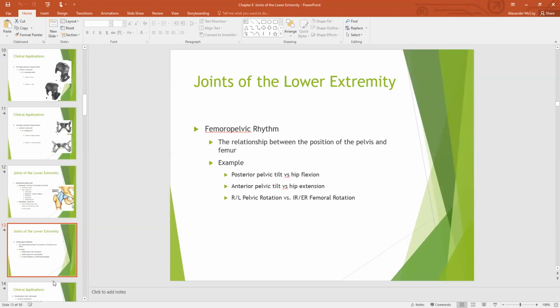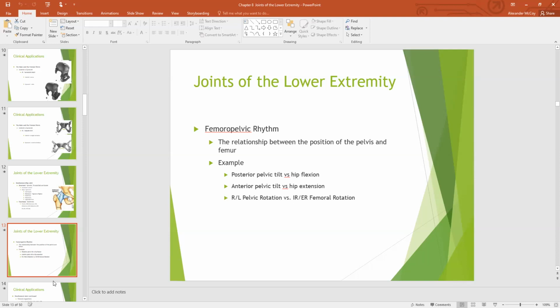Whenever we go into a posterior pelvic tilt, so that means that you tuck your tail under like a scared dog, you're put into more of a position where hip extension is going to be potentially decreased, and hip flexion is going to have to occur. With the anterior pelvic tilt, you're almost opening up that outlet where you could go into a lot more hip extension. And then left to right rotation is going to affect the IR and ER femoral rotation. And honestly, I don't care if you know all of these examples.